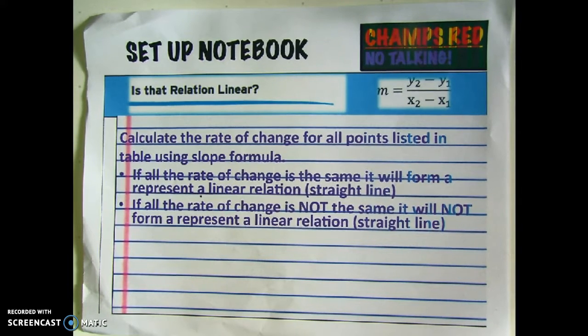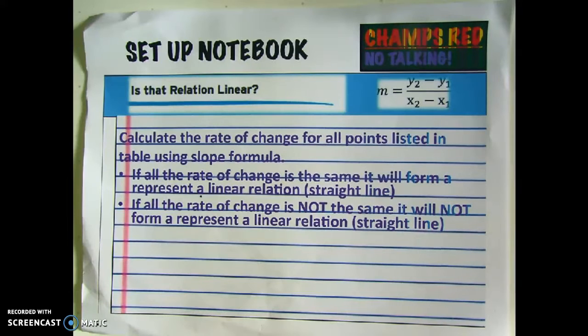This lesson is on is that relation linear? Basically, it's looking at a table and seeing if it's going to plot a straight line if I put it on a graph. But instead of putting it on a graph, what we're going to do is calculate each set of ordered pairs using the slope formula.